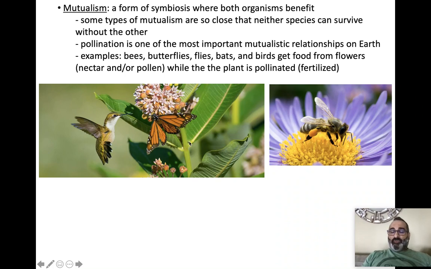We have a mutualistic relationship with the bacteria inside of our gut, in our intestines. The bacteria do some things for us. They help us with digestion. They produce some vitamins for us. We give them a place to live, and we feed them, and they help us. When things are out of balance and they're not happy, we have problems with our bowel movements. So, a mutualistic relationship with bacteria inside of our bodies.